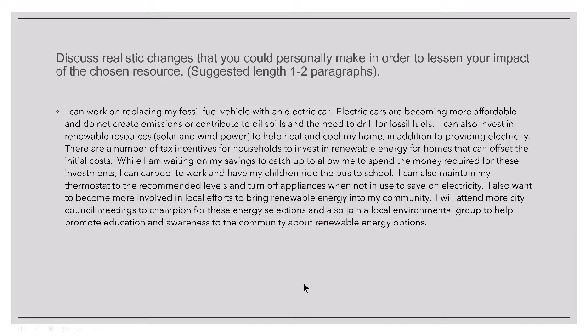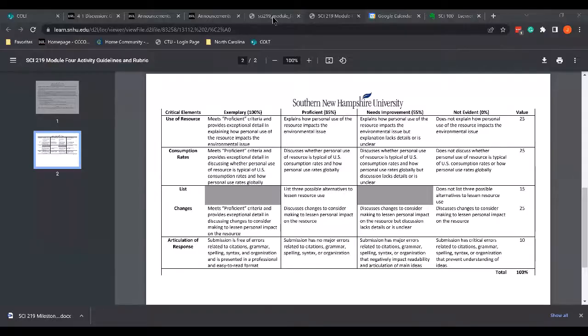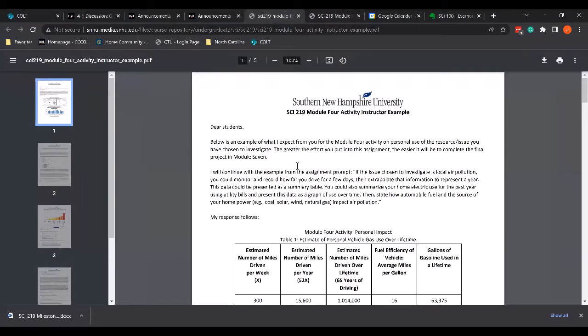Now, the other thing that I want to share with you, and will also be shared in the class announcements, is the instructor guide. So the instructor guide looks like this. And this is the one that's more in depth that you should use to be your thorough example of what this activity should look like.